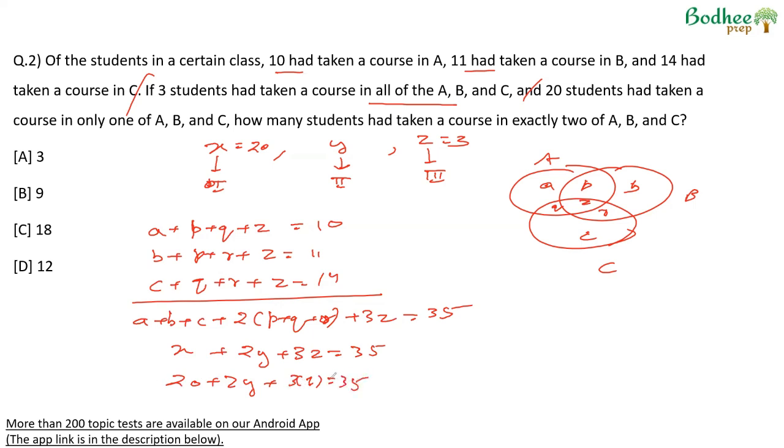20 into 20 plus 3, 23 minus 35. So 2y will be 35 minus 23, which is 12.